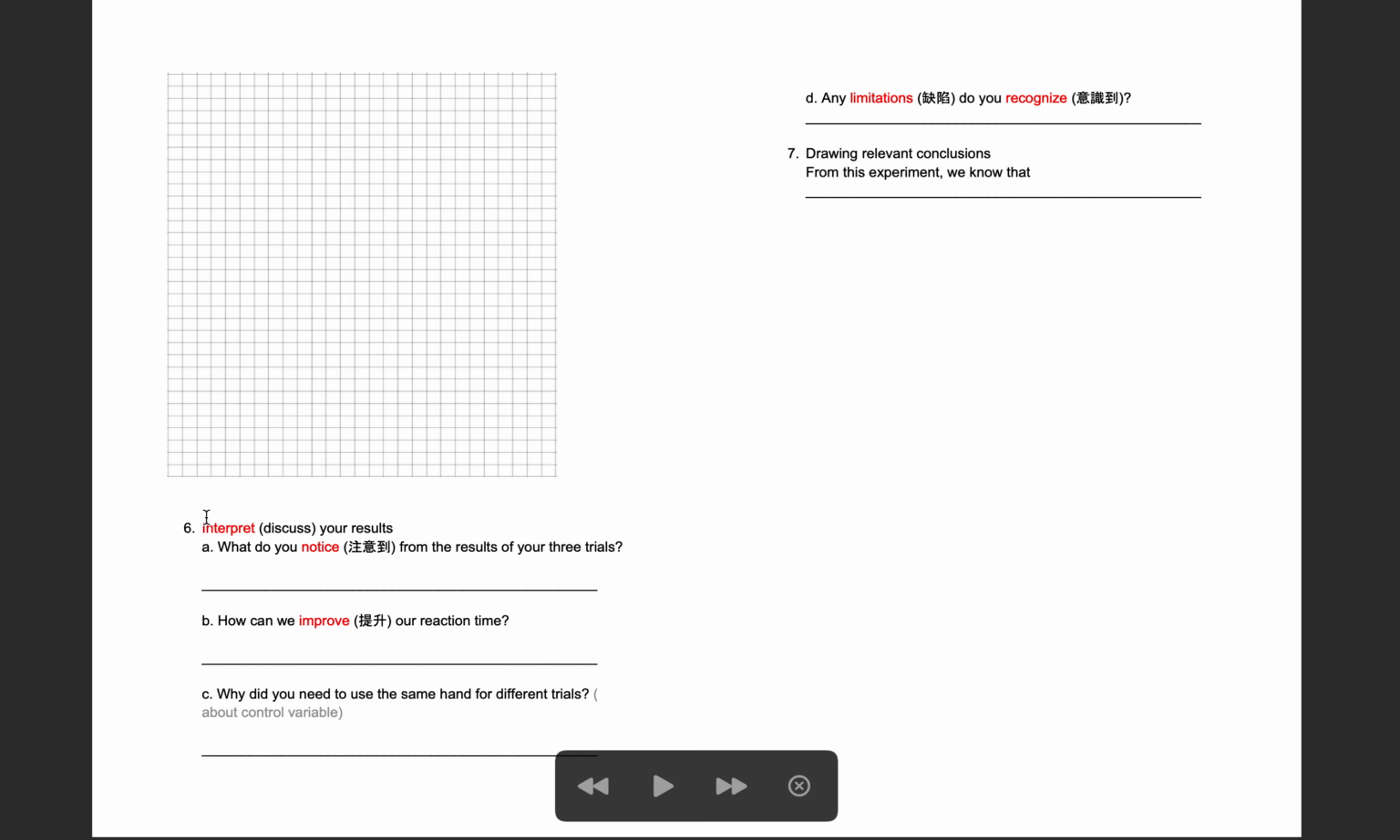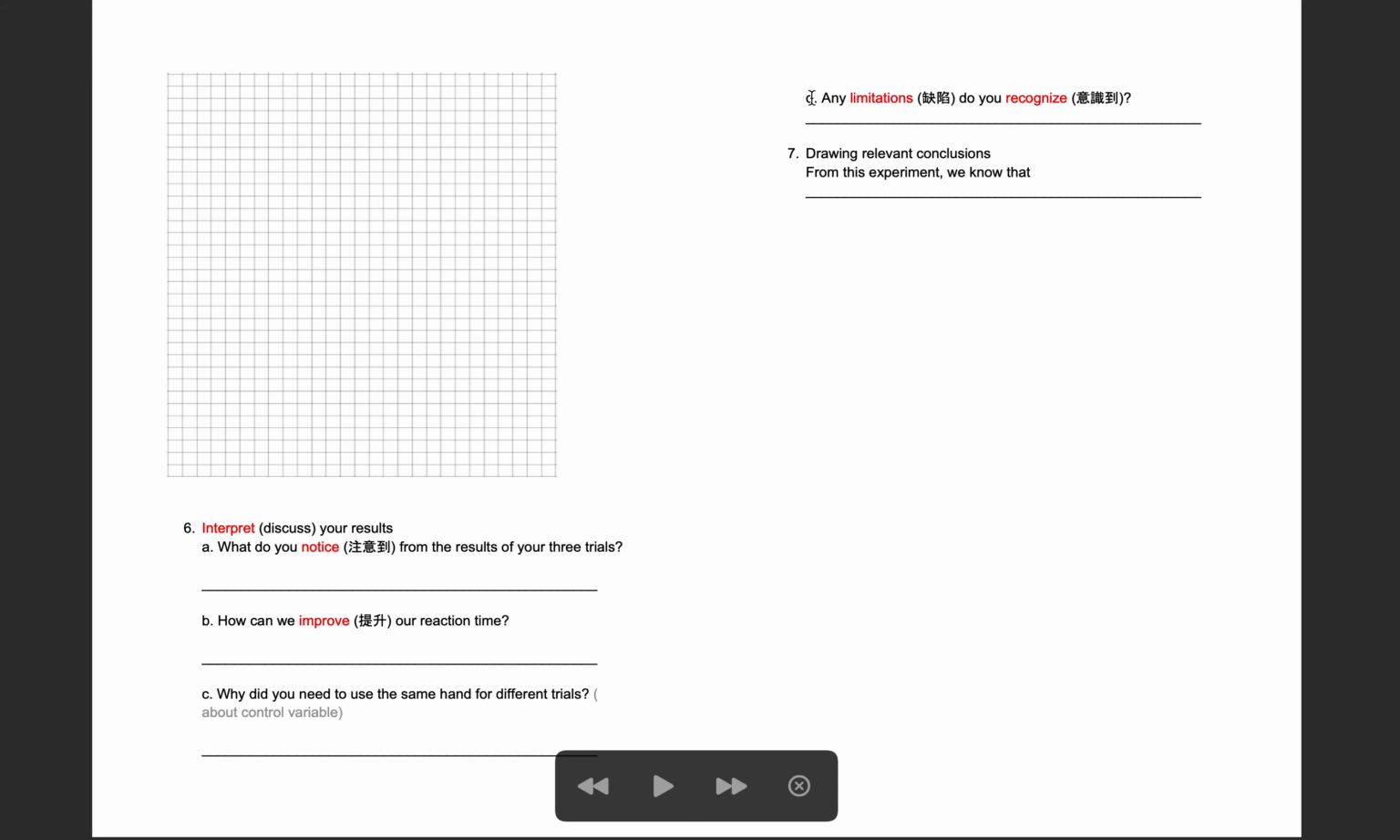And for the interpretation part, it's similar, like asking students what do you notice from the results, and also how to improve. And also we want to mention the control variables here. So we will ask, why did you need to use the same pen for different trials? For them to think about it.